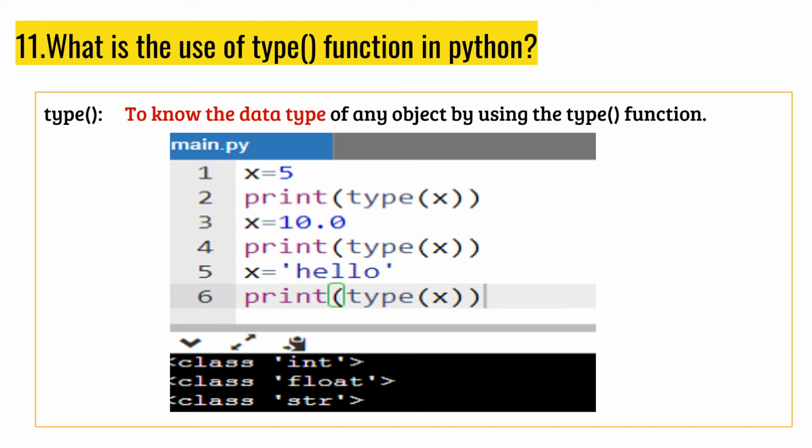The next line we are assigning a float value. There x becomes a float. And finally we assign a string. Whatever is enclosed inside a single quote or double quote, we call a string. So now the same x has been converted into a string variable. You can see in the last line of the output screen, class string.